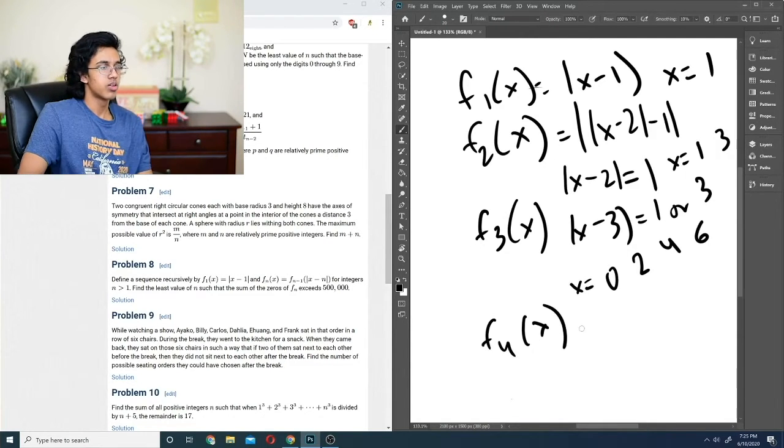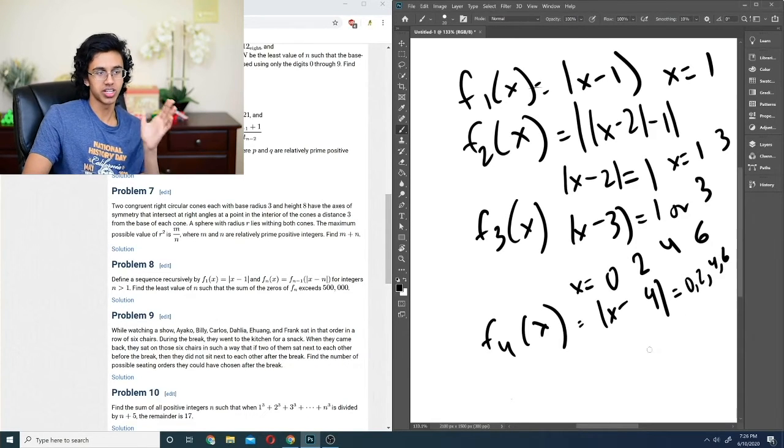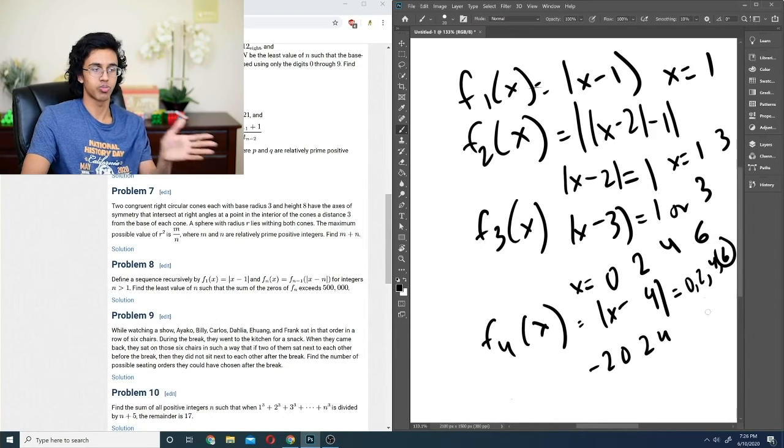Then f of 4 says that x minus 4 is equal to 0, 2, 4, or 6. So it's a distance 0, 2, 4, or 6 away from 4, and this is basically every 2's. The biggest distance away from 4 that we could get is 6, so we do 4 minus 6, which is negative 2. Then we know that we have every 2, so it's going to be 0, 2, 4, up to the maximum distance, which is 4 plus 6, which is 10.